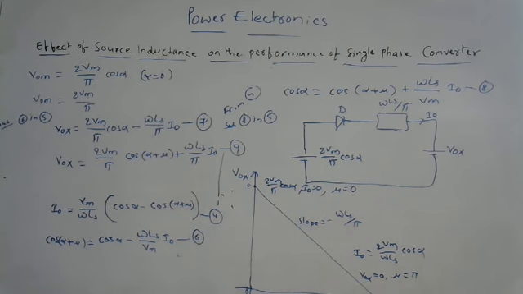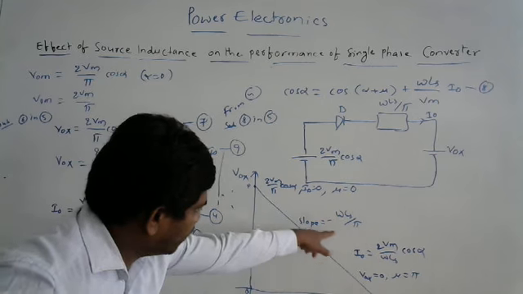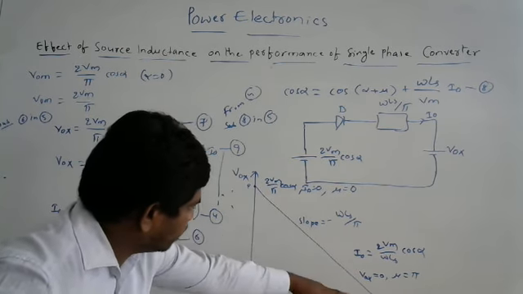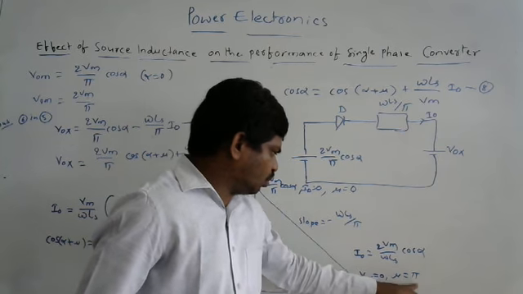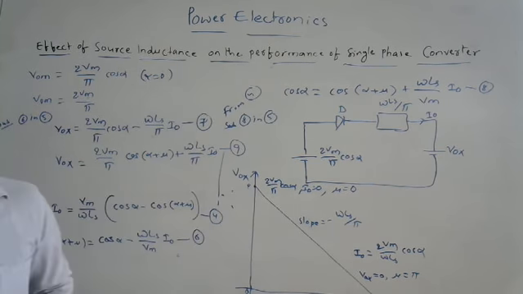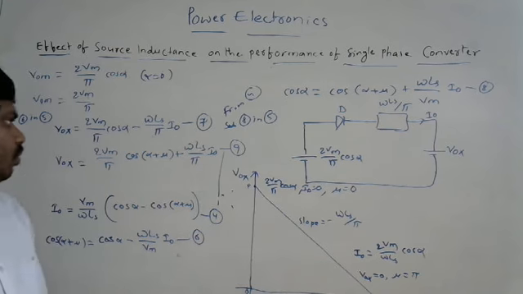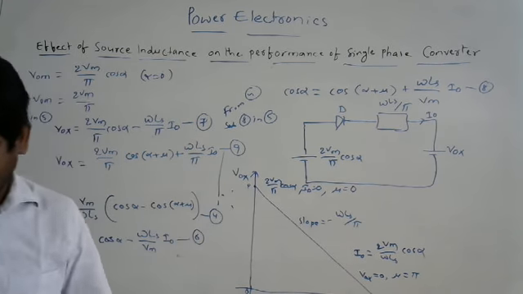minus omega Ls upon pi I naught. This is the slope, minus omega Ls upon pi, as I naught is going to be increasing. Then at mu equal to pi, what happened? At mu equal to pi, we are getting output voltage of 0, because the load gets permanently short circuited by all SCRs conducting during the overlap period mu. So that we already saw in the waveforms.